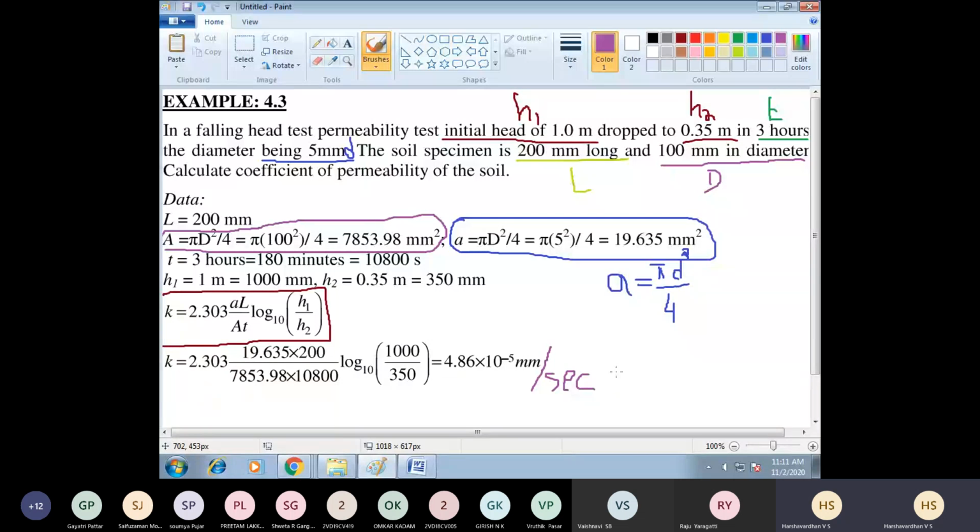So this is straight forward substitution problem. All you have to do is make sure that all the units are of same type. The length, if it is in mm, area must be in mm square. If it is in centimeter, area must be in centimeter square. Okay, all of you are getting the same answer, right? 4.86 into 10 raised to minus 5 mm per second.